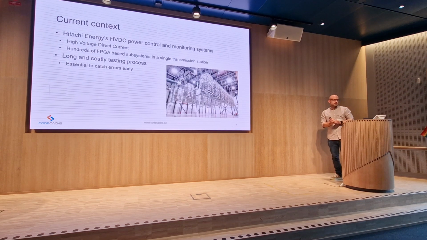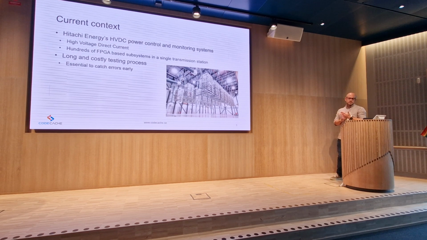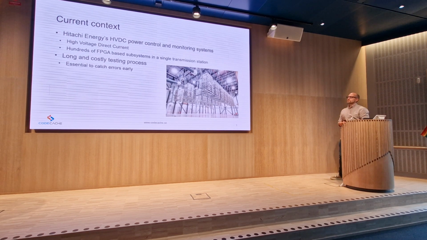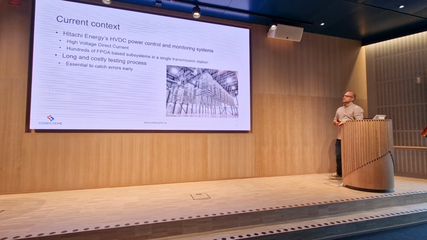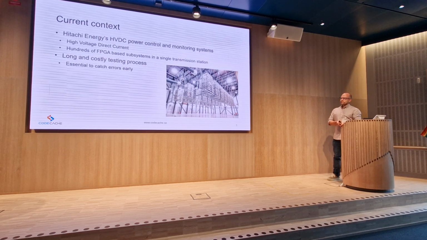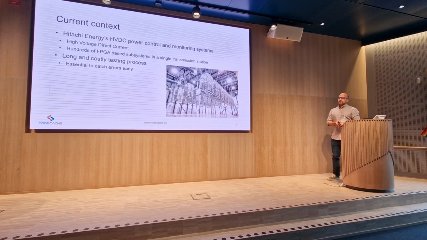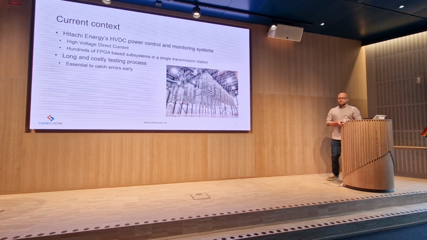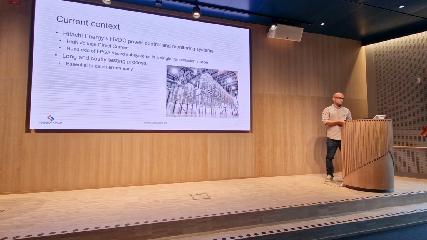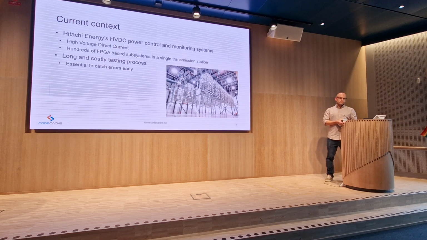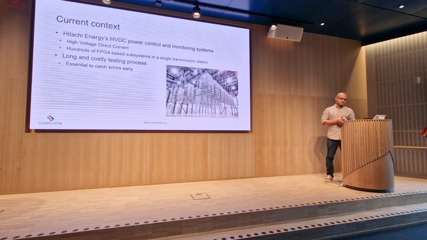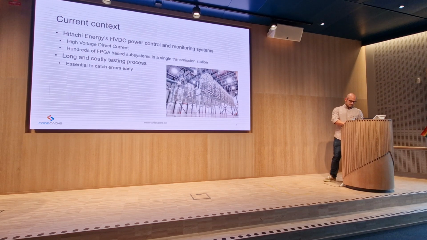So, for the current context here, we have Hitachi Energy's HVDC control systems. These are very, very large systems. They basically transform AC to DC and vice versa. And it's a very intensive testing process. So it's absolutely essential to catch errors as early as possible, and especially interfaces, since when you have systems of this scale, there are naturally a lot of interfaces.